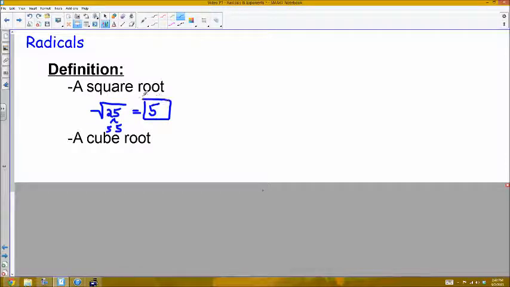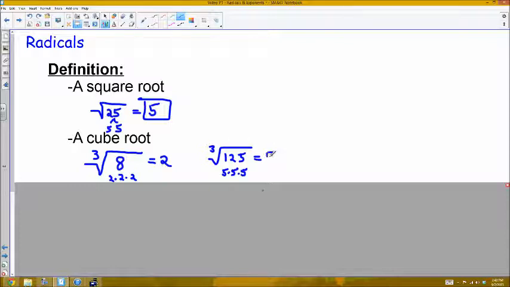Now, something you probably haven't seen before, it's basically a cube root, which is the same kind of thing, except now I'm going to add a little thing called an index to this radical. It's a little 3 here, and rather than looking for a perfect square, I'll be looking for perfect cubes. So for example, since 8 is 2 times 2 times 2, there's 3 factors of 2 in 8, the cube root of 8 will be 2. Similarly, if I'm looking for the cube root of, let's say, 125, well, 125 is 5 times 5 times 5, so this cube root will give me back 5.